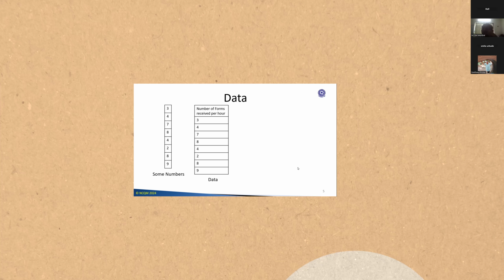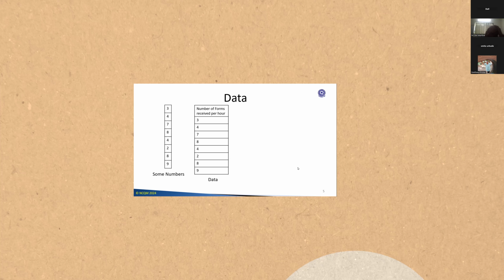The range means maximum minus minimum is called range. So here what is maximum? No, maximum is 9 forms per hour, the maximum number of forms, right? And minimum is 2 forms per hour. So therefore range is 7.